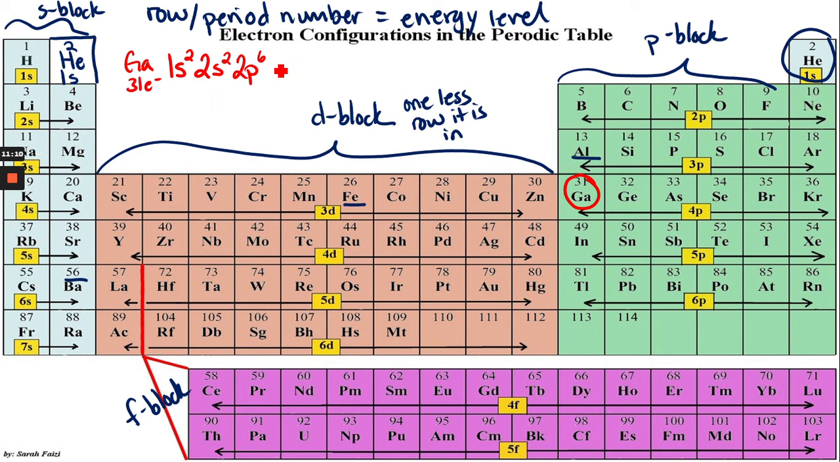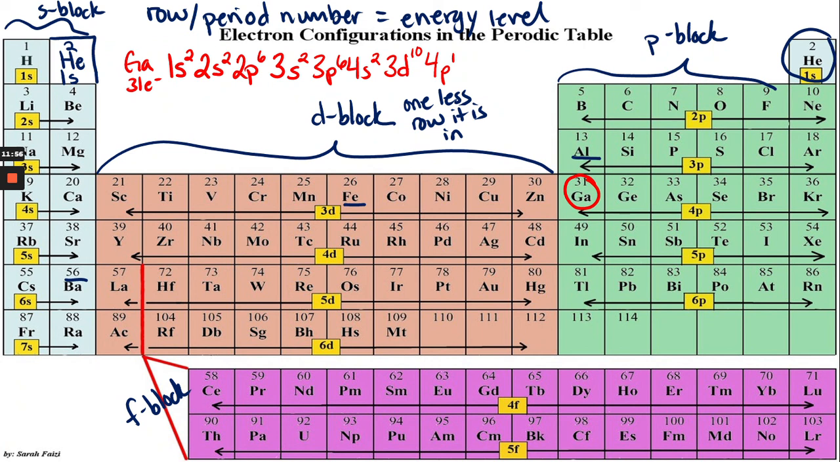We go to the third row, and we would say 3s, there's 2 elements, 2. Go straight across, 3p, 1, 2, 3, 4, 5, 6, so 3p6. Now we're on the fourth row, so we say 4s, there's 2 elements, 1, 2. Now we're in the D block, so we're 1 less than the row we're in. So this would be 3d, and then count your elements, 1, 2, 3, 4, 5, 6, 7, 8, 9, 10. Now we're back to the P block, so we're back to the row number 4. P block, gallium is the first element in there, so 4p1.